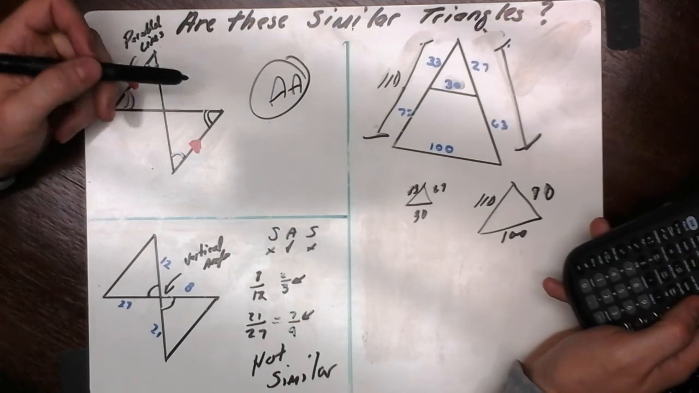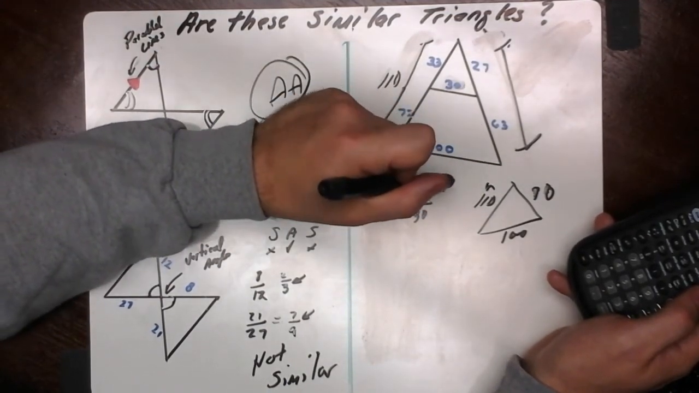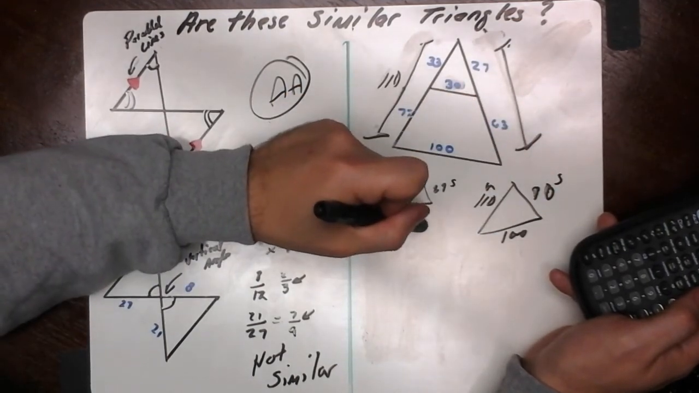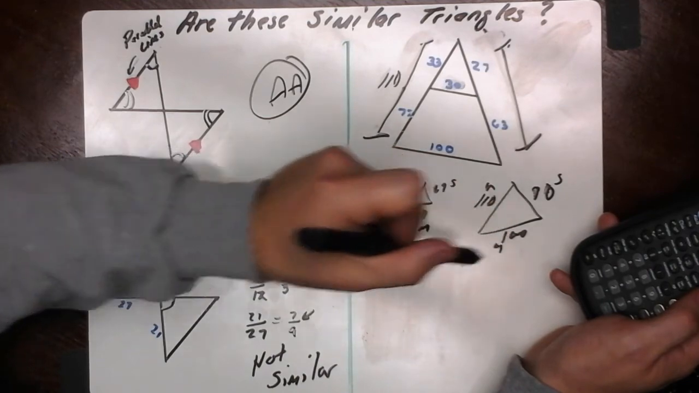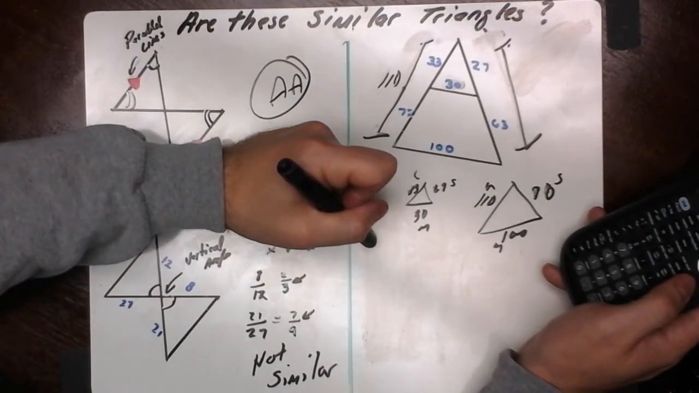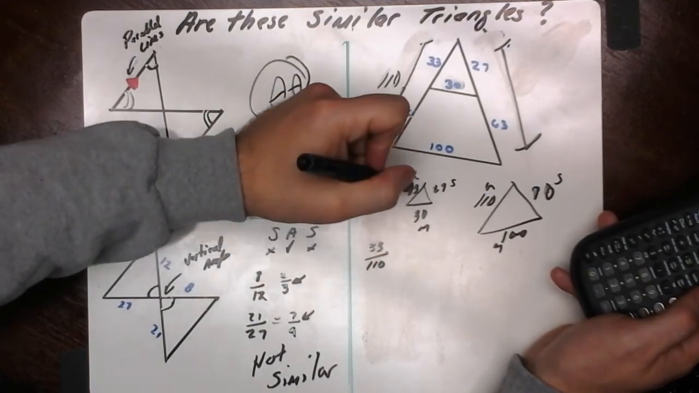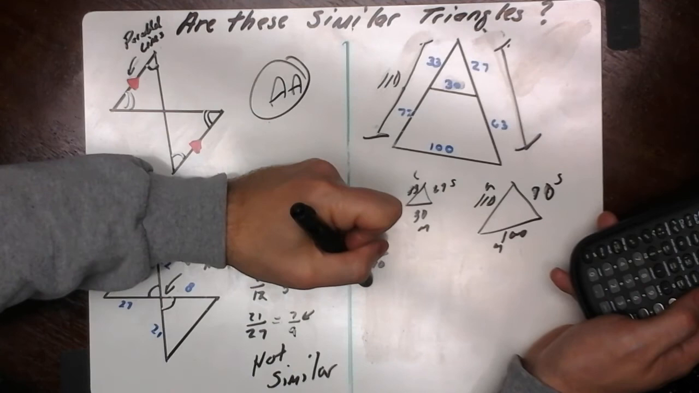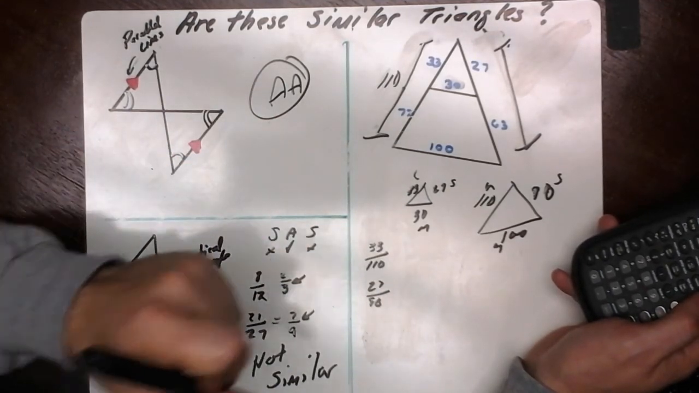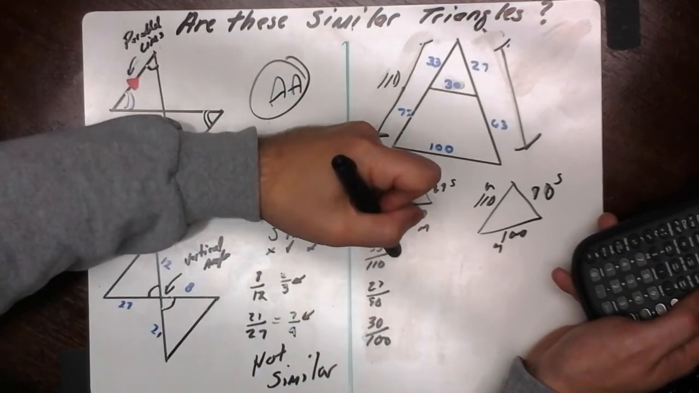Now what I'm going to do is label my sides. So this is the large side, that's the large side. This is the small, small, and that's the medium, and that's the medium. So let me make my fractions. 33 over 110 is one. Then 27 over 90 is the other. Then 30 over 100 is the last.